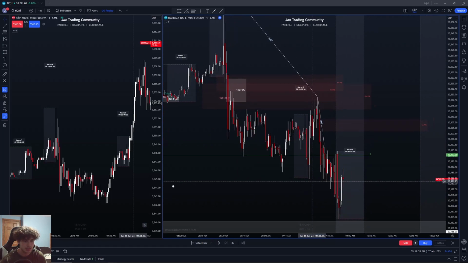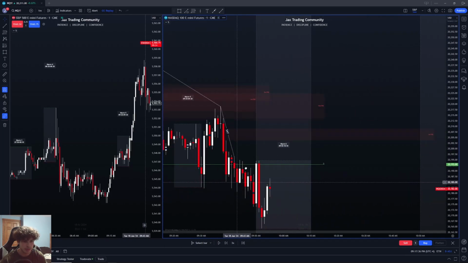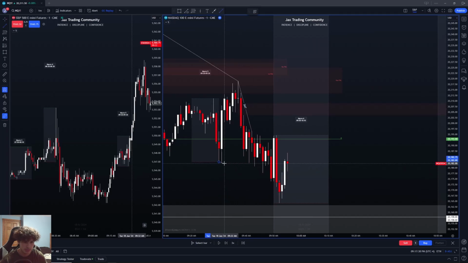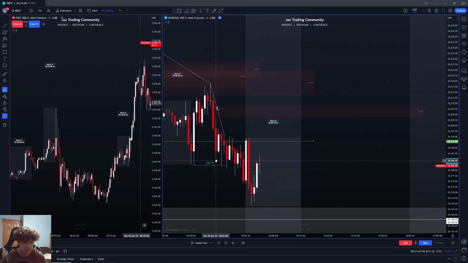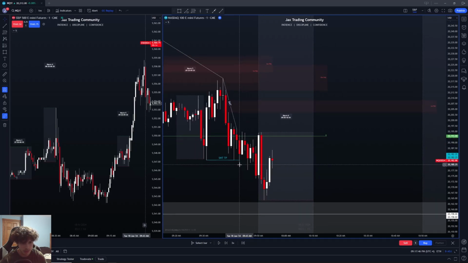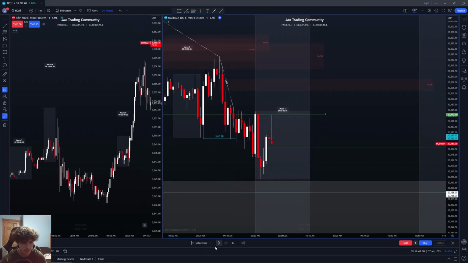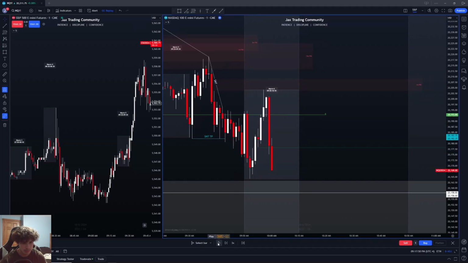And then both these get taken out, right? We take out this SMT TP right here, which is very close. And we come down, and this is the same SMT TP. So we take those both out. We have a downtrend going into this macro, displacement up.